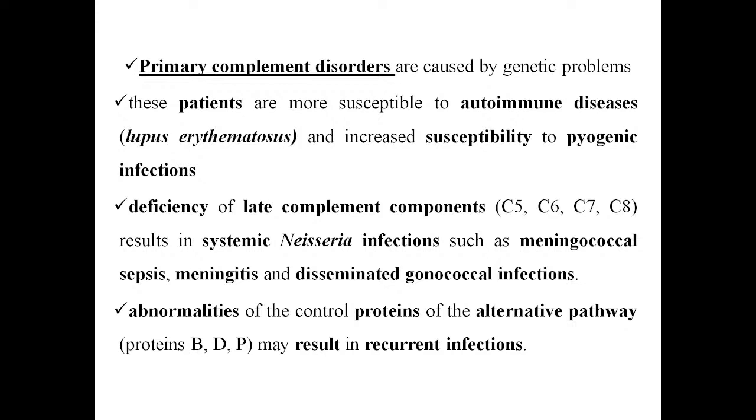Deficiency of late complement components like C5, C6, C7, and C8 results in systemic Neisseria infections such as meningococcal sepsis, meningitis, and disseminated gonococcal infections. Disseminated means when bacteria spread in the bloodstream. Abnormalities of the control proteins of the alternative pathway, these are proteins B, D, and P, which activate the alternative pathway, may result in recurrent infections.